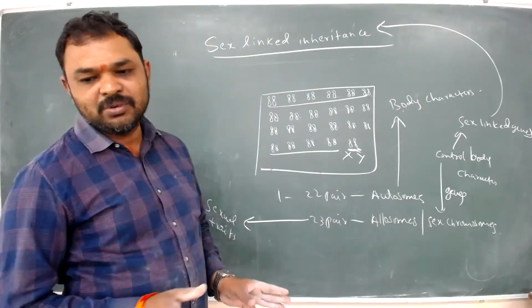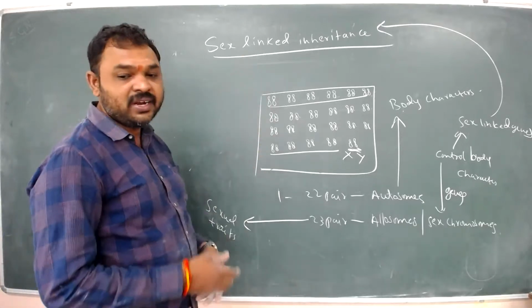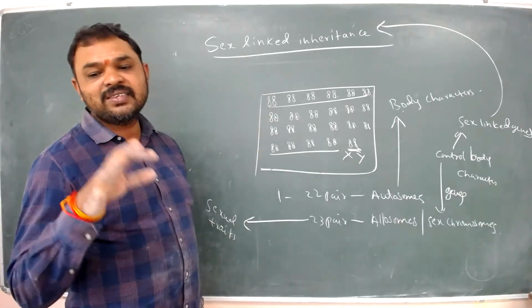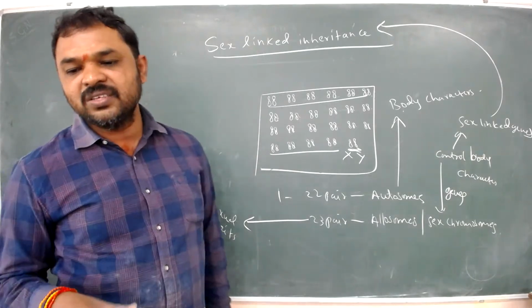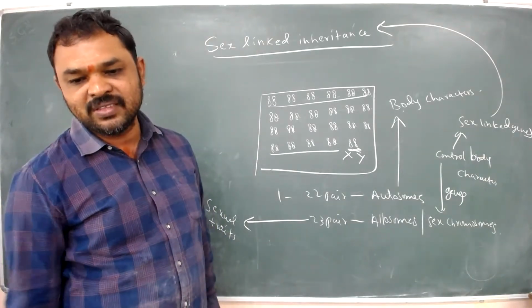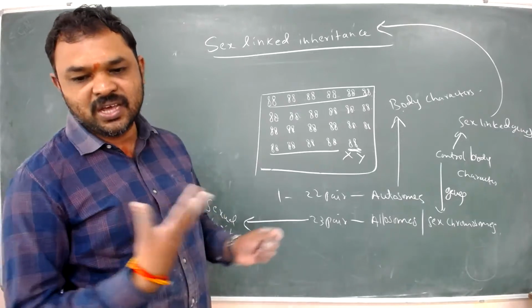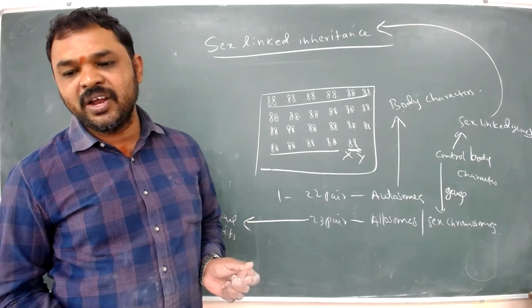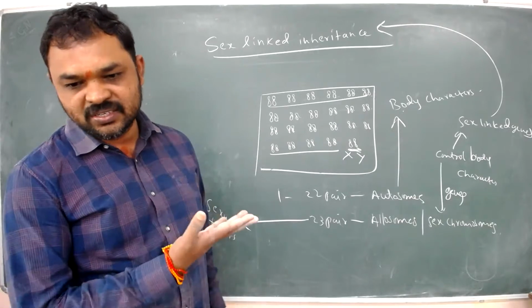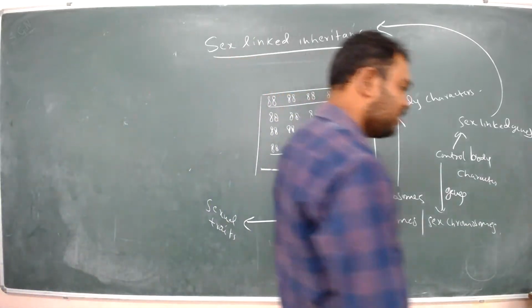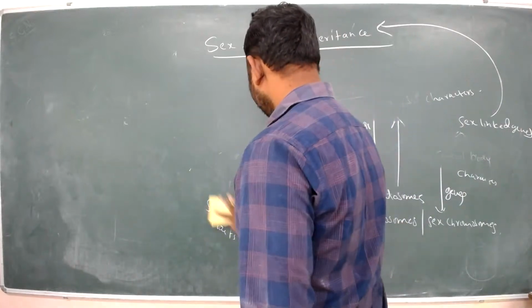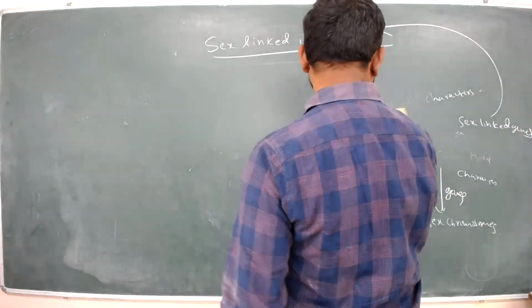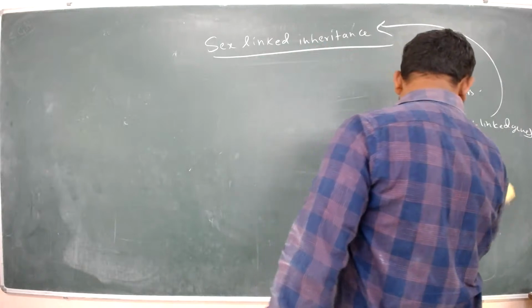According to your syllabus, in sex-linked inheritance we have X-linked inheritance. Examples of X-linked inheritance are color blindness and hemophilia. Let us discuss this X-linked inheritance pattern, which is in your syllabus.